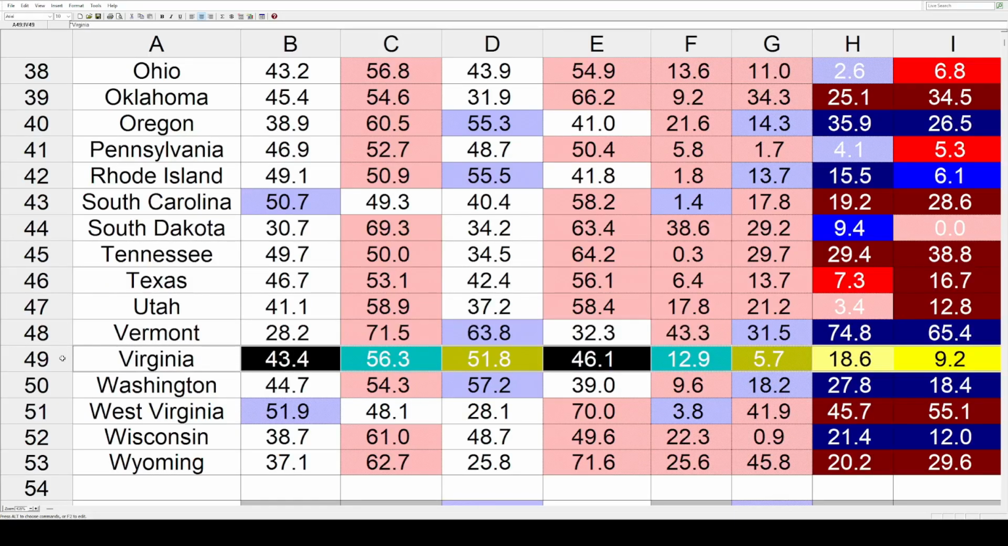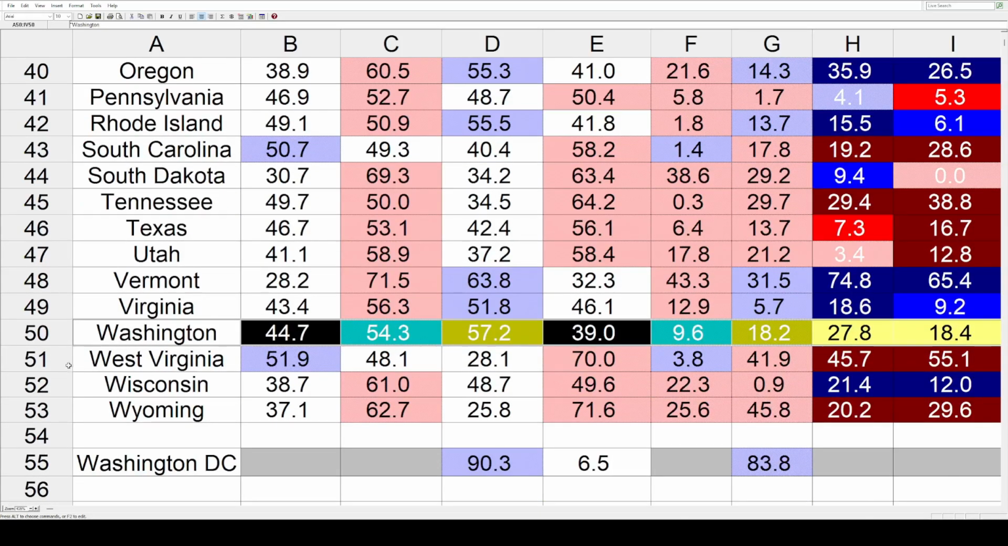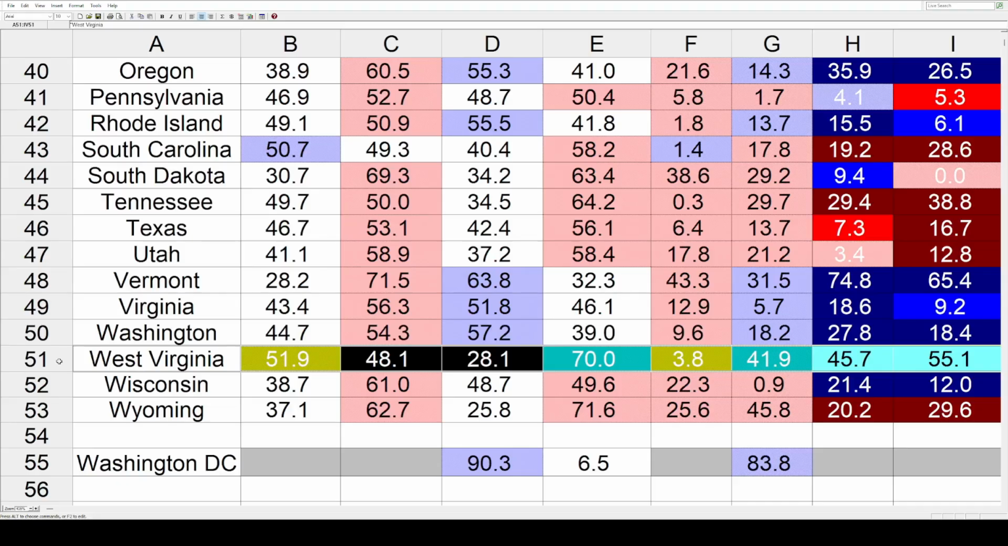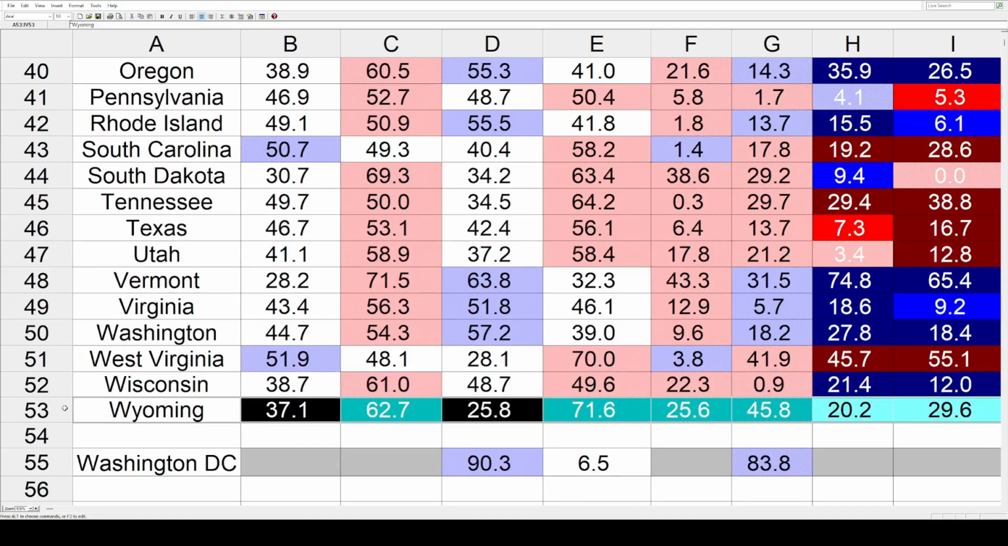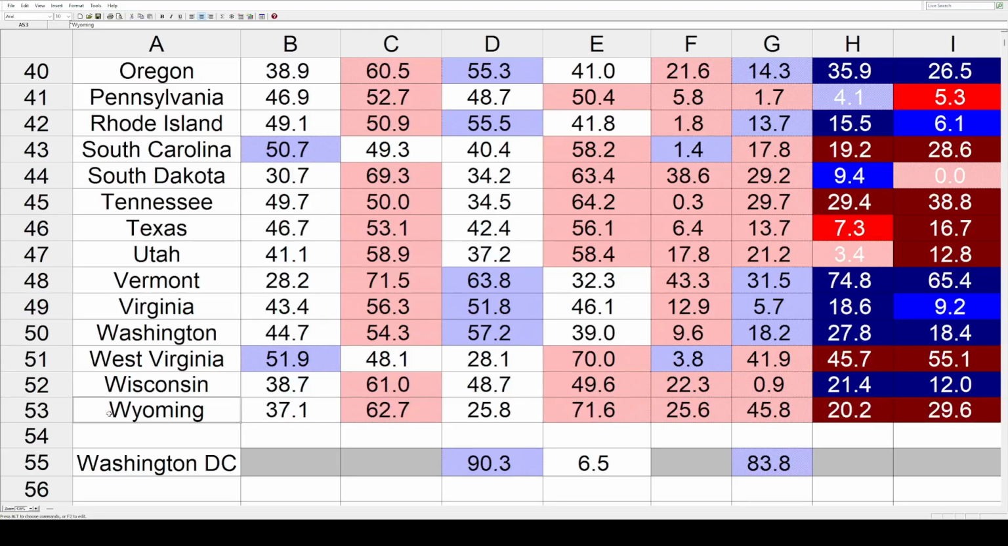Virginia, same direction, but way less at 9.2. Washington was double that at 18.4. West Virginia hard toward the Republicans at 55.1. Wisconsin bluer at 12. And Wyoming was a lot redder at 29.6. So that's it. Those are all the states on all of the trends.